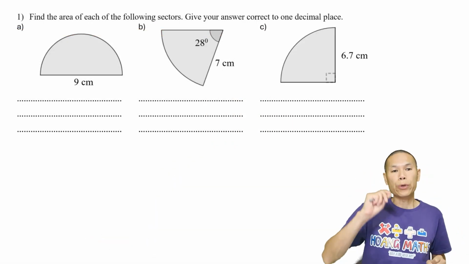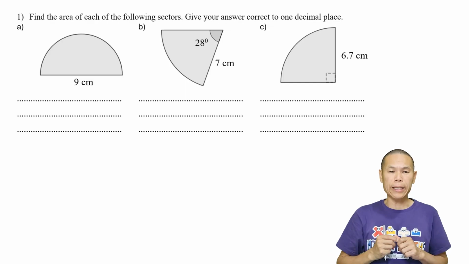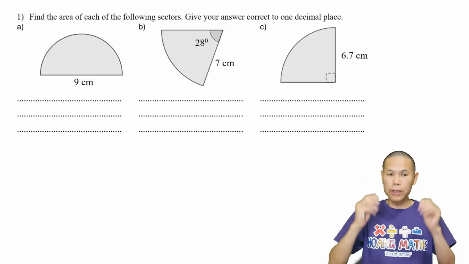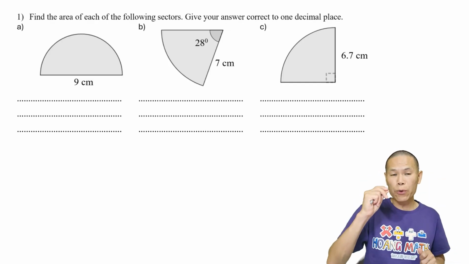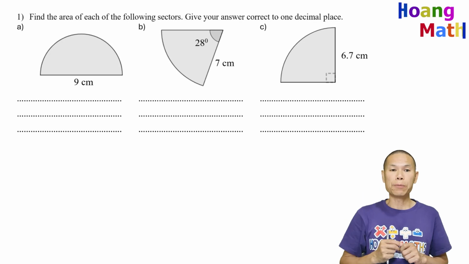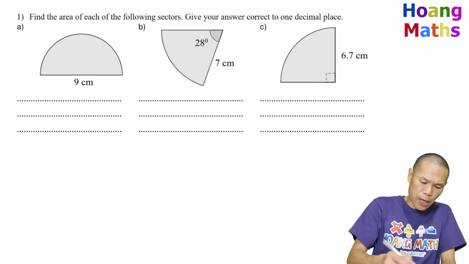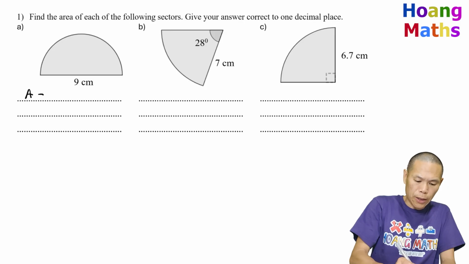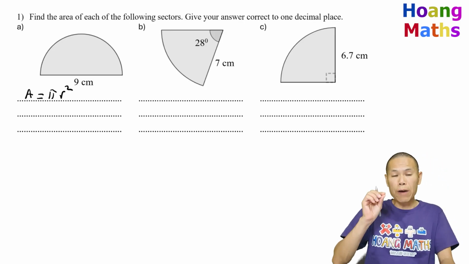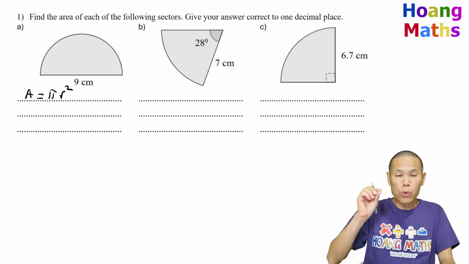First one, to calculate the area of these sectors here. So it is a part of a circle. So we need to know that the area of a circle is pi r squared. Let me just write this down. So the area of a circle is pi r squared, and that will give us the area of the whole circle.